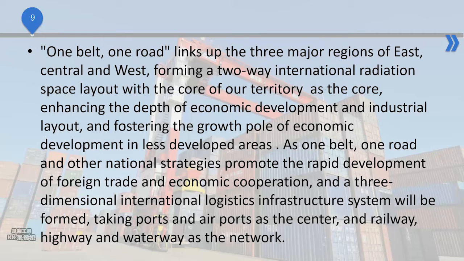As One Belt, One Road and other national strategies promote the rapid development of foreign trade and economic cooperation, a three-dimensional international logistics infrastructure system will be formed, taking ports and airports as the center, and the railway, highway, and waterway as the network.